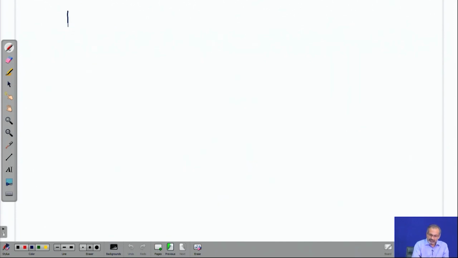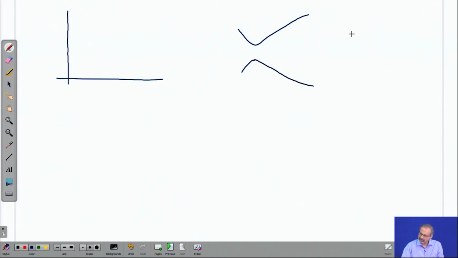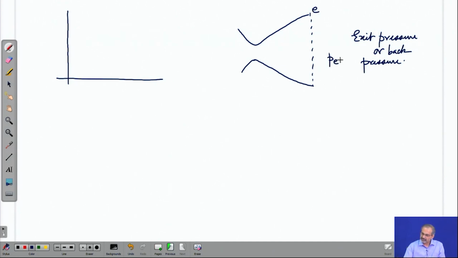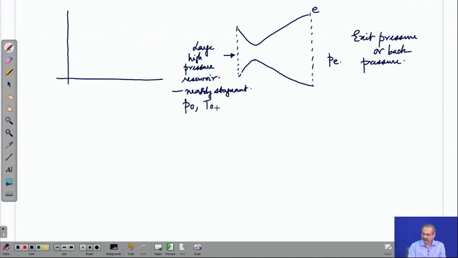Let us suppose you are trying to establish a flow through this nozzle by altering the exit pressure or back pressure. So, this is the exit plane. Whatever pressure exists beyond it can be the exit pressure or the back pressure, and let us say you are starting the flow by feeding this from a large high pressure reservoir where the flow is nearly stagnant. Which means the pressure over there is P naught, temperature T naught, density rho naught and so on, nearly.